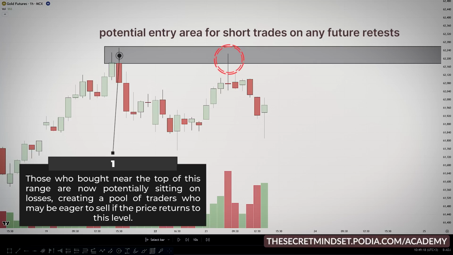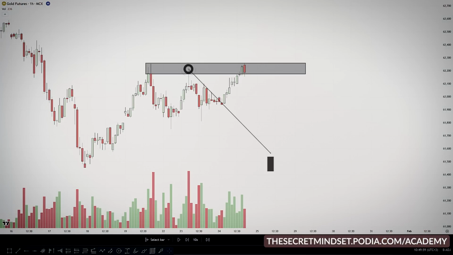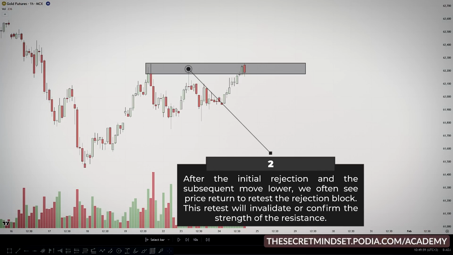And after the initial rejection and the subsequent move lower, we often see price return to retest the rejection block. This retest will invalidate or confirm the strength of the resistance and potentially entering a short trade.